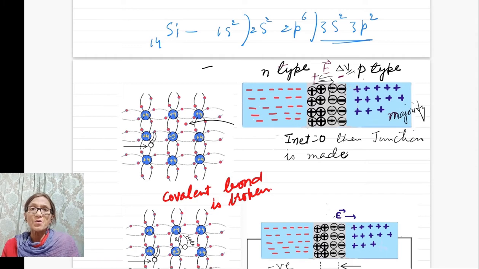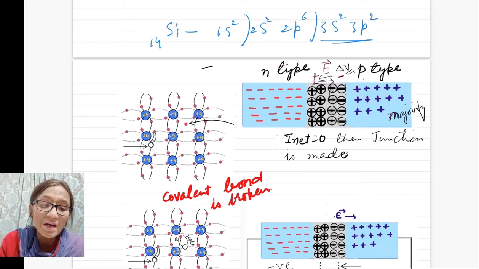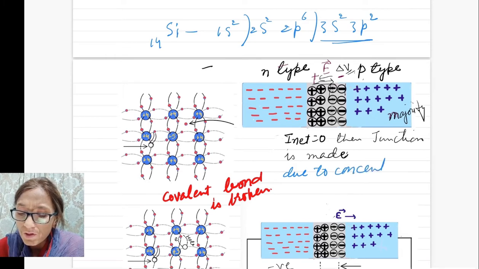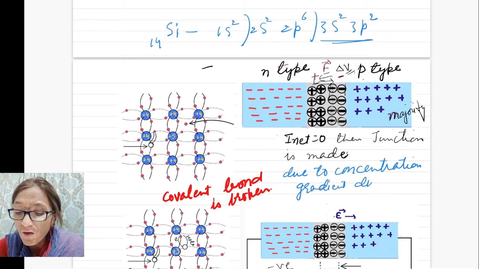So there is a concentration gradient. When you mix sugar syrup with water, it immediately mixes with each other. Simultaneous mixing happens here. There is a concentration gradient, due to which a current starts flowing, that is called diffusion current.